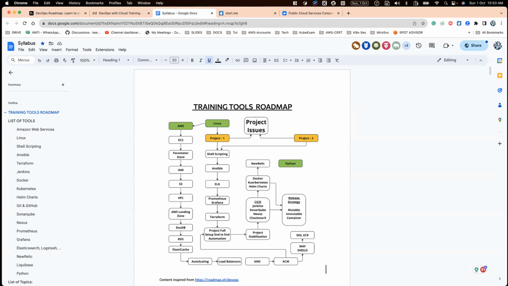Hello, hi Raghu. I have a question. After completing this course, can you help with resume building or interview preparation from your end? Will we get any tips and tricks after completing this course?